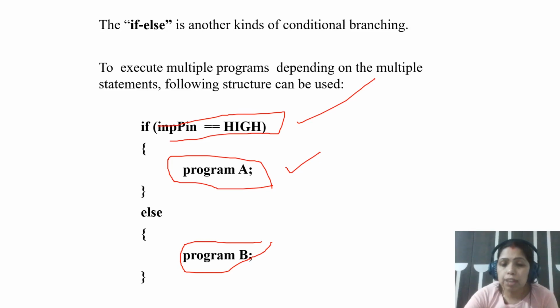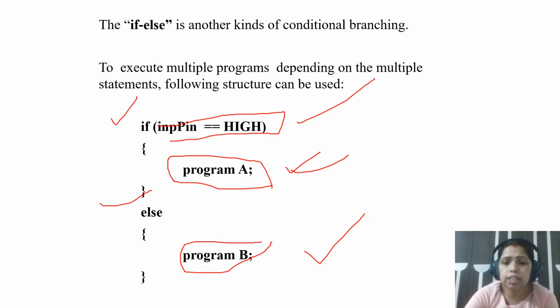So in the previous case, if you want to execute only one set of code based on one condition, then only the if statement is required. If you want to execute two different sets of programs based on one condition, then you have to use the if else statement. I think it is clear for you, right?